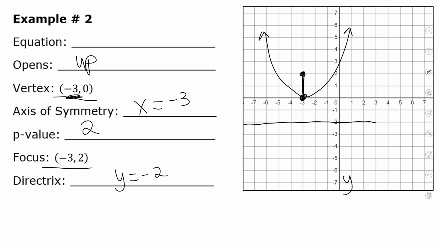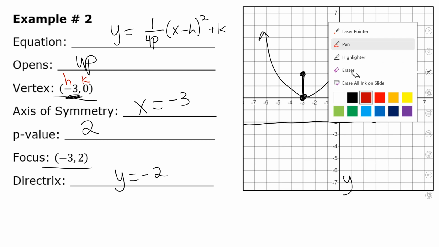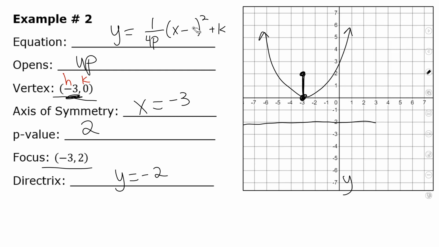Okay, now let's go ahead and figure out the equation. This is the format: y equals 1 over 4p times (x minus h) squared plus k. Okay, so let's go ahead and replace our values. Everyone, please label this. This is h, this is k. Please label your vertex. Okay, so I'm going to erase this h value. I didn't erase that minus sign. That's a part of the formula. I only erased the h, and in its spot, I'm going to put in this h value, negative 3.